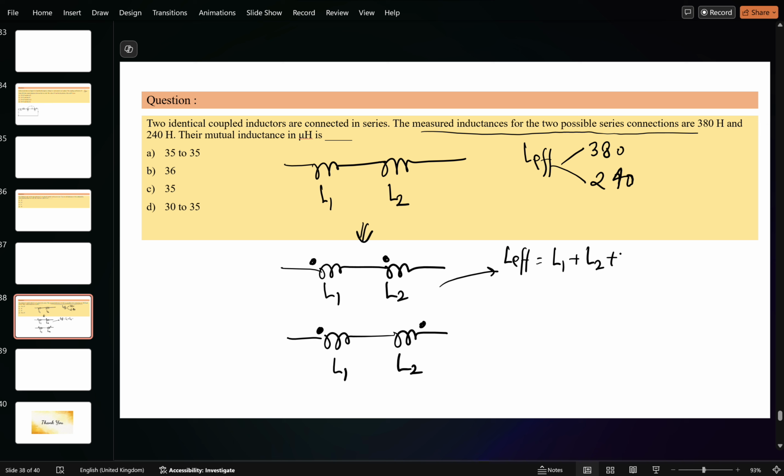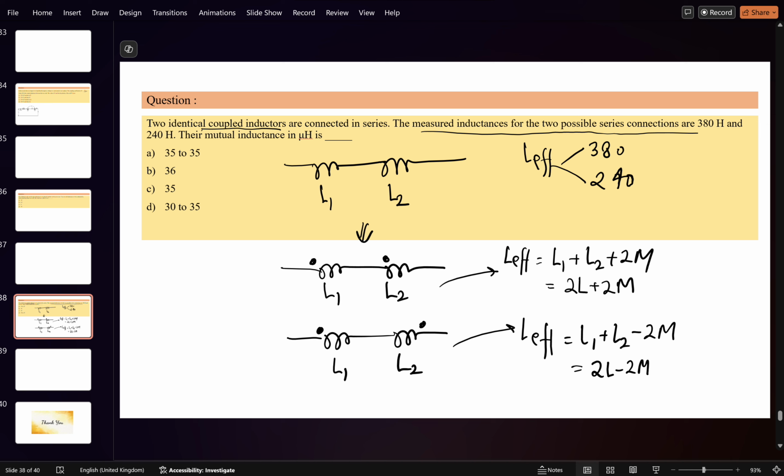But if you see in the question itself, it is saying two identical coupled inductors. It means the L is constant. So here it will become 2L plus 2M. Here also 2L minus 2M. So the two possible values are: 2L plus 2M is equal to 380 because it was higher, and 2L minus 2M value is 240.